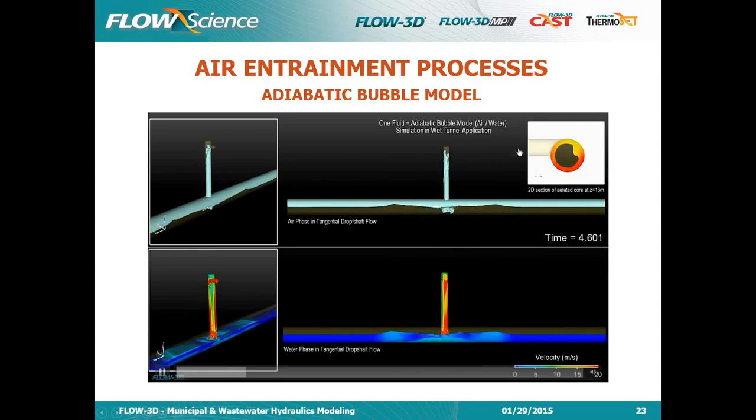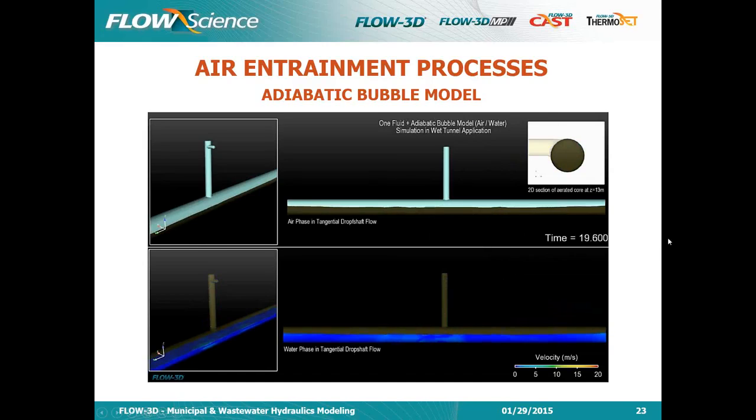So we have this influx of water, which eventually is going to stop, and we'll see the flow dwindle down, and we have a wave propagating left and right as we would expect, and a ton of air entrainment here, and then eventually this stops. Okay, so that's the adiabatic bubble model.